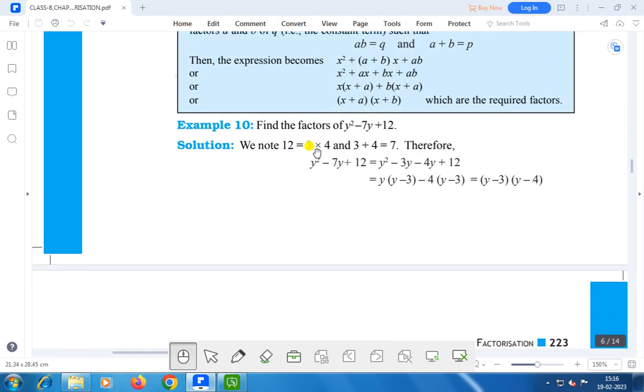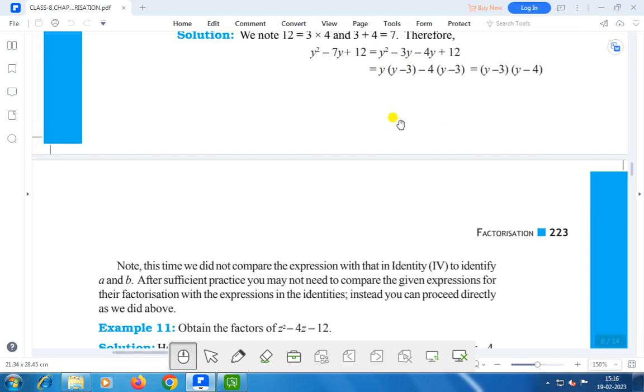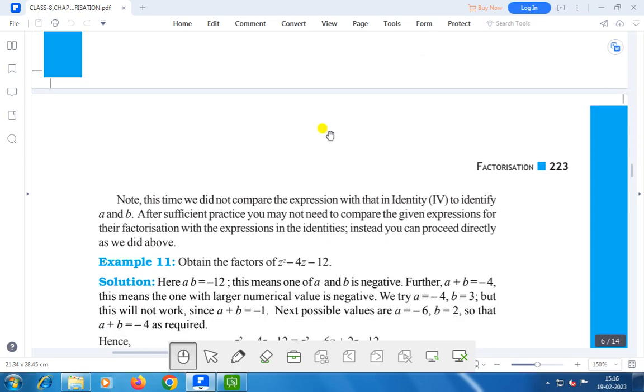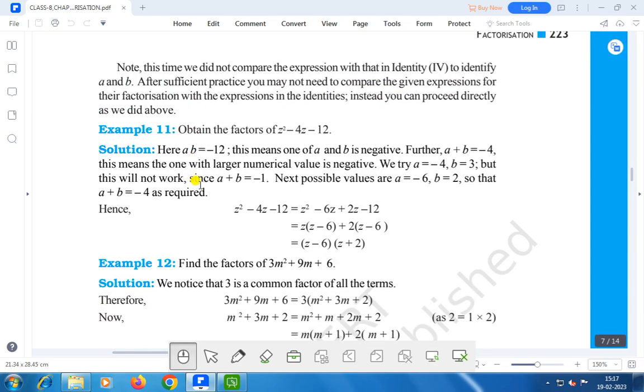Also you can find this one, y square minus 7y plus 12. We note that 12 is equal to 3 into 4 and 3 plus 4 equals 7. So y square minus 3y minus 4y plus 12, or y multiplied by (y minus 3) minus 4 (y minus 3), which is (y minus 3) into (y minus 4). Note, this time we do not compare the expression with identity 4 to identify a and b. After sufficient practice, we may not need to compare the given expressions with the expressions in the identities. Instead, you can proceed directly as we did above.